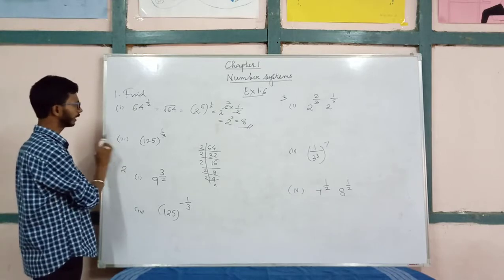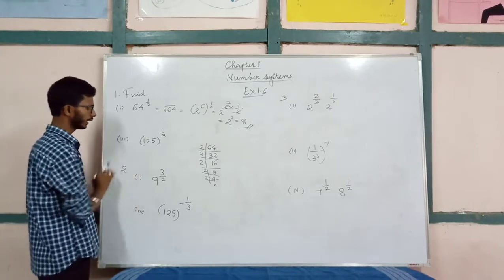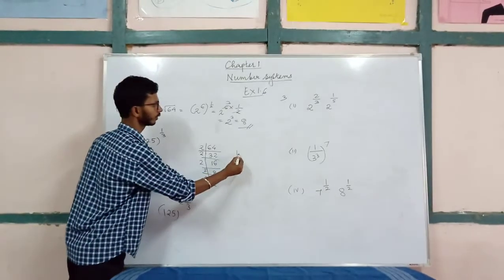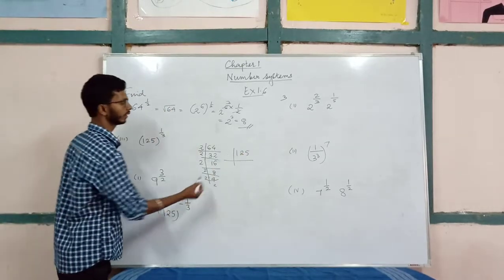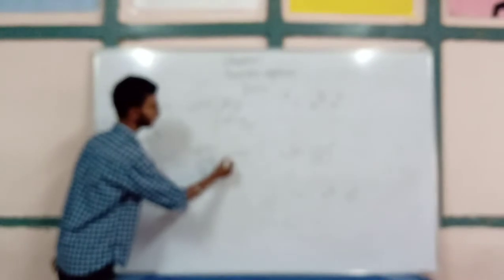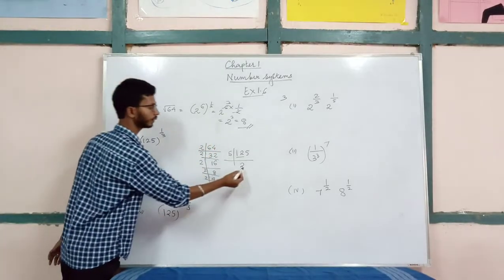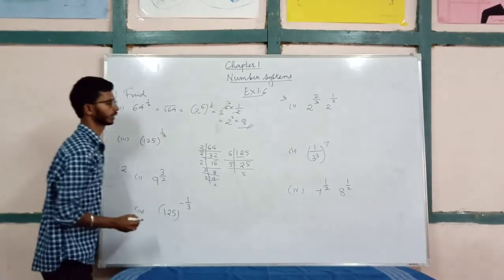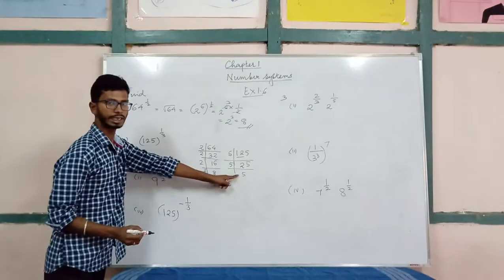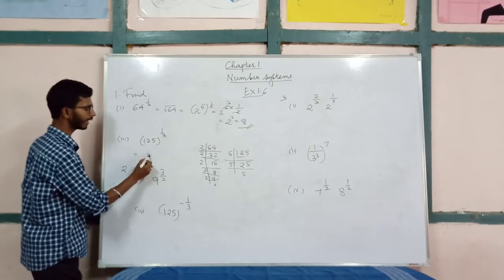Okay, question number 3. 125 to the power 1 by 3. Let us find the factors of 125. As the unit place is 5, we can divide by 5. 5 2s are 10, 2 is remainder, so 2 and 5 will be 25. So 5 5s are 25. We can continue again, 5 5s are 25. So 5 is multiplied 3 times to get 125. So this 125 we can write as 5 cube.